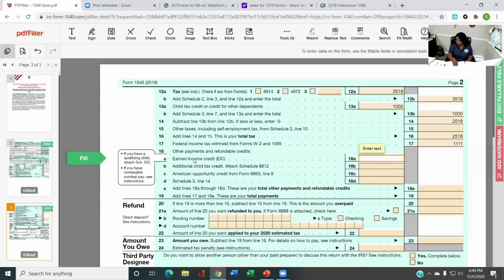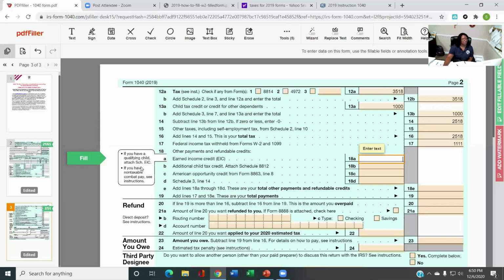Then we come down to our other deductions. So all of these are credits and deductions building to decide at the end how much we're going to get back, or how much the client is going to owe. So earned income credit.